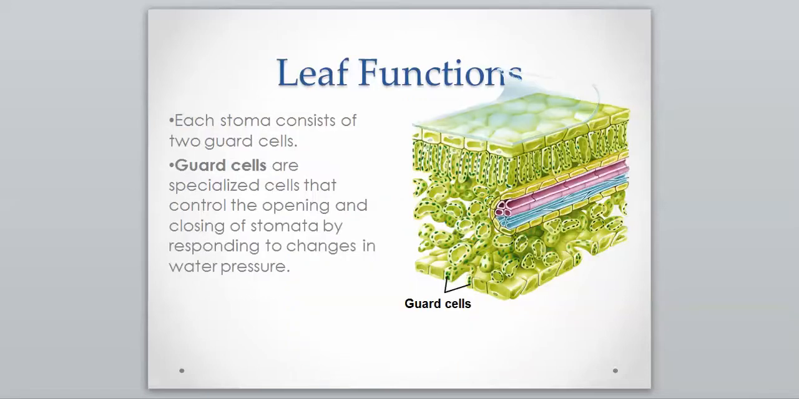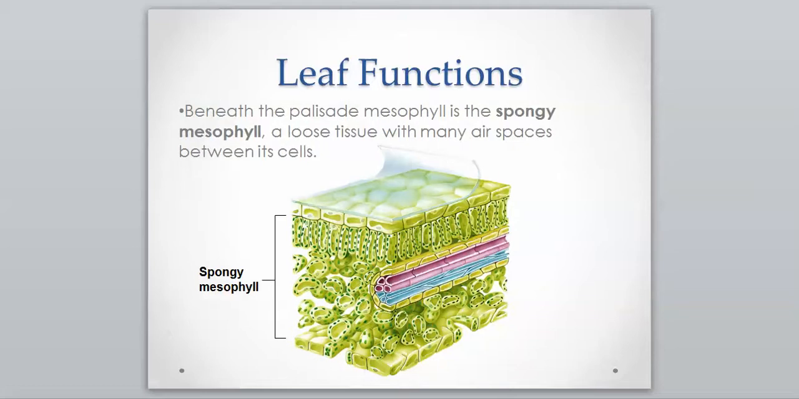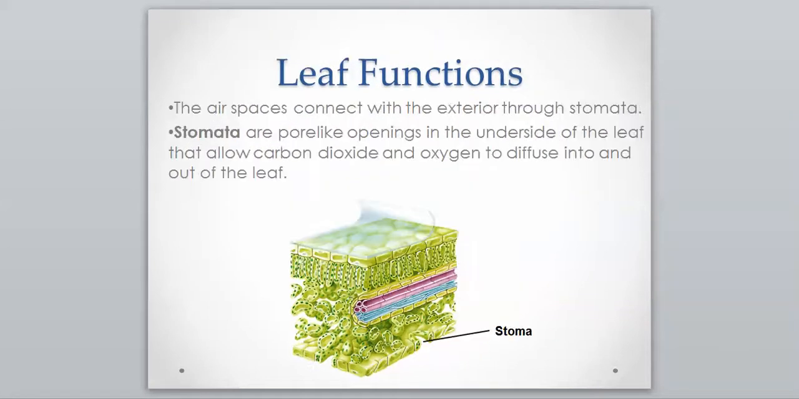And each stoma consists of two guard cells. You can see here on each side we have guard cells. And these are specialized cells that control the opening and closing of the stomata by responding to changes in water pressure. So these guard cells will open and close based off the pressure of water. So let's go back here: we have guard cells, stoma or stomata, same thing, spongy mesophyll, and palisade mesophyll, which all help with the leaf function.